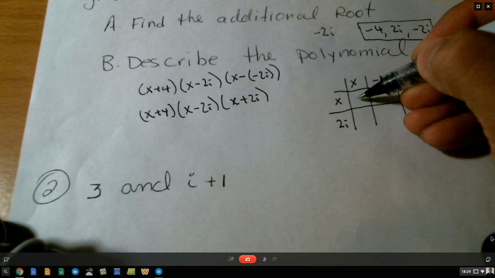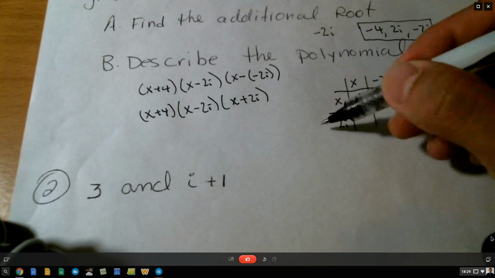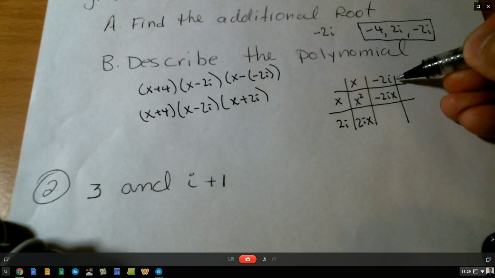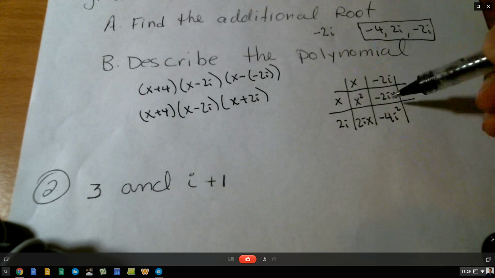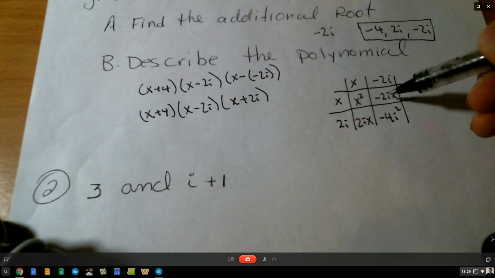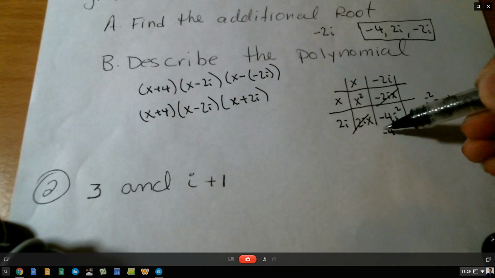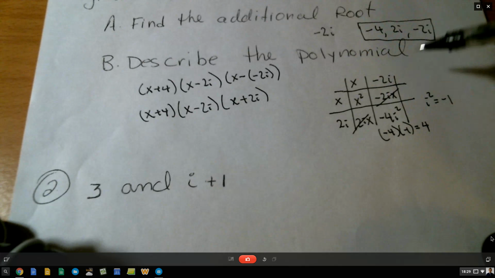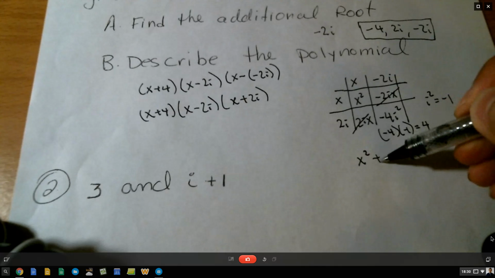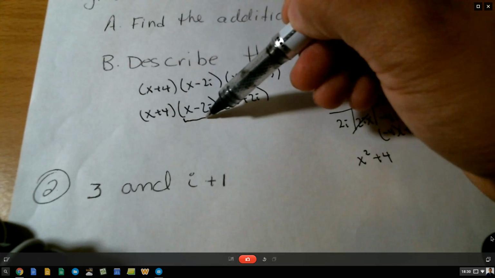And let's FOIL. X times x, x squared. -2i times x, -2ix. X times 2i, 2ix. -2i times 2i, -4i squared. Okay? So, -2ix and 2ix, what do we know when we add them? They cancel each other out. And what do we know about i squared? Remember, i squared is equal to -1. So this part can become -4 times -1, which will turn out to be +4. So we can rewrite this whole thing as x squared plus 4. And that is the foiling of these two.